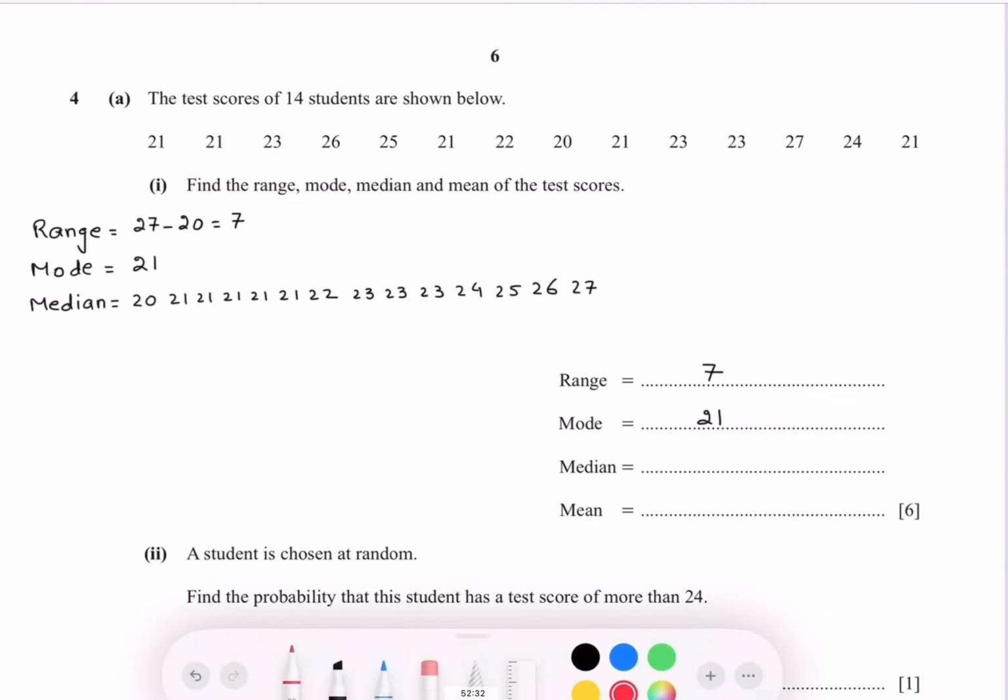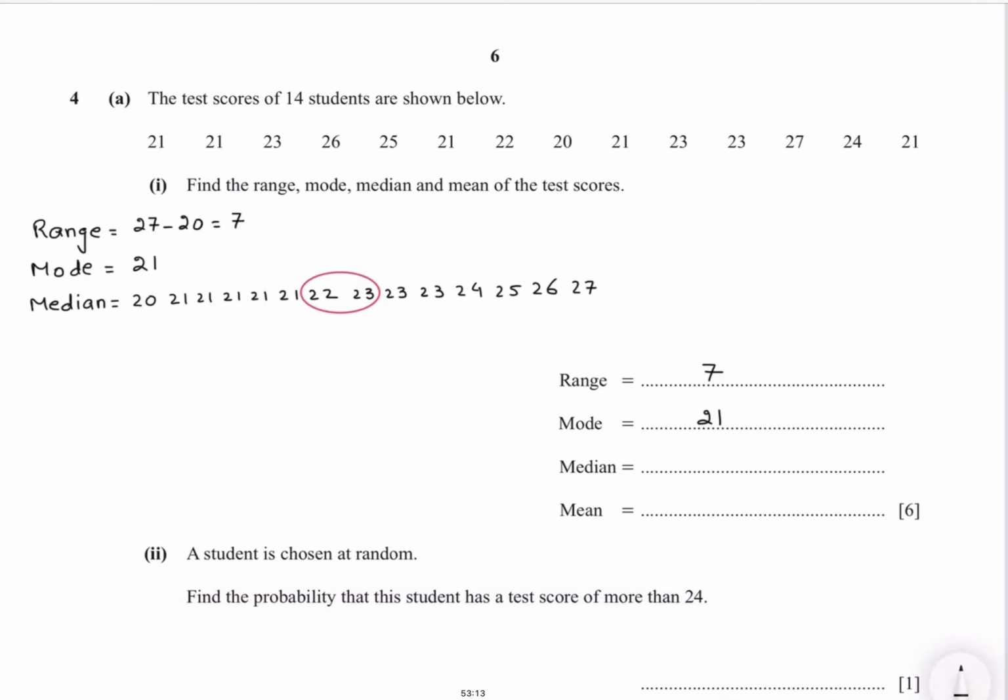So these are 14 values. So there must be 2 values in the middle. 22 and 23 are those 2 values which lie in the middle of this data. You can count, there are 6 values on the left side and 6 values on the right side. So now 22 plus 23 divided by 2 will give you the median.